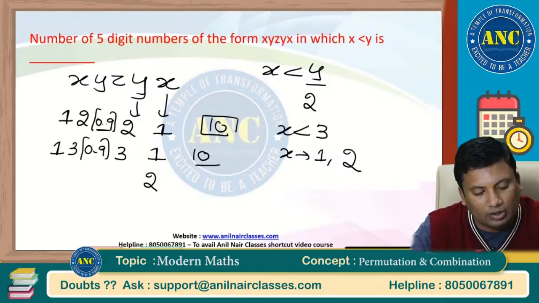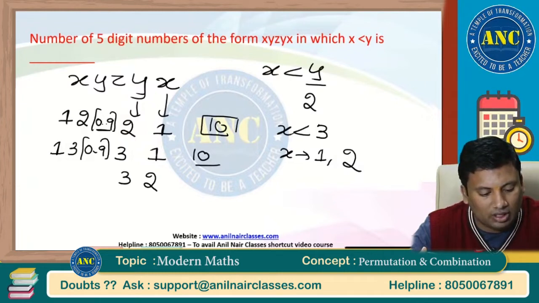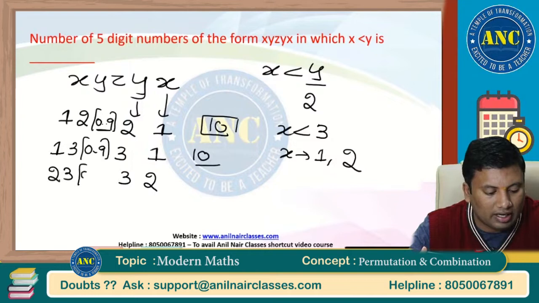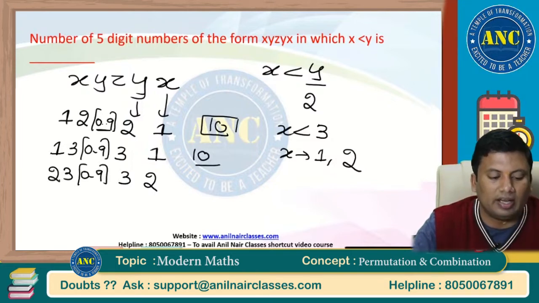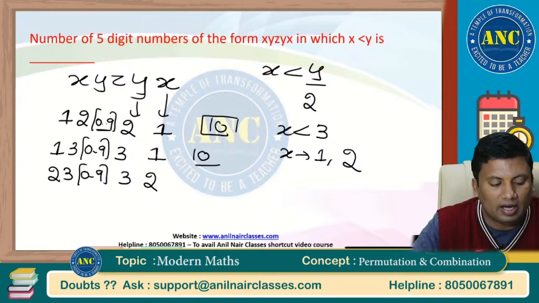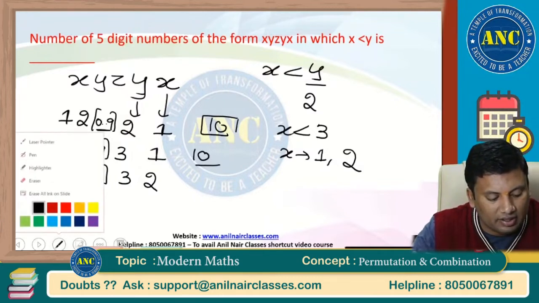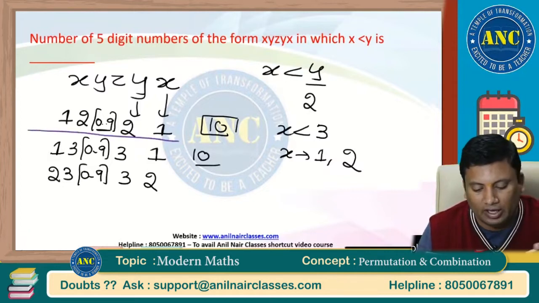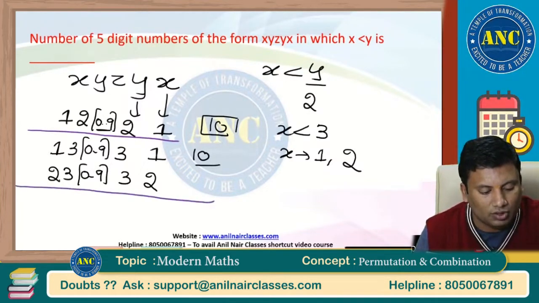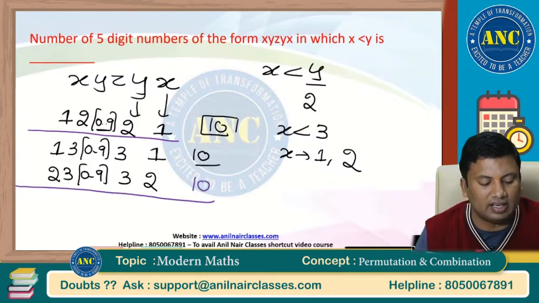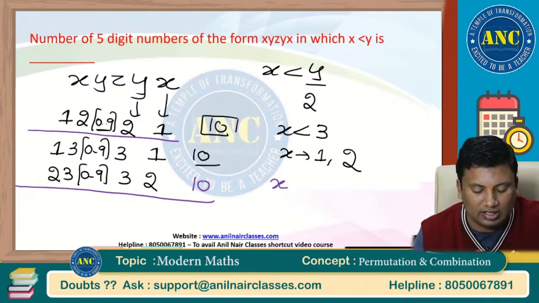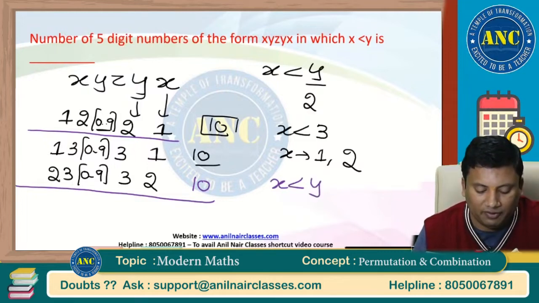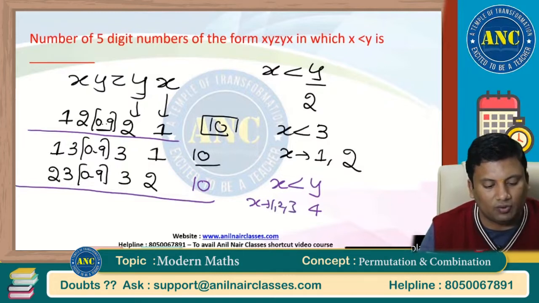X can take 2. If X is 2, X is less than Y, this will become 2, 3, and again Z is 0 to 9. Like that, did we do any calculation mistake? Let us see. Y is 3, X is 1 comma 2. So here I will get 10 cases, and here I will get 10 cases. Next, X is less than Y. If Y is 4, X can take 1, 2, 3.